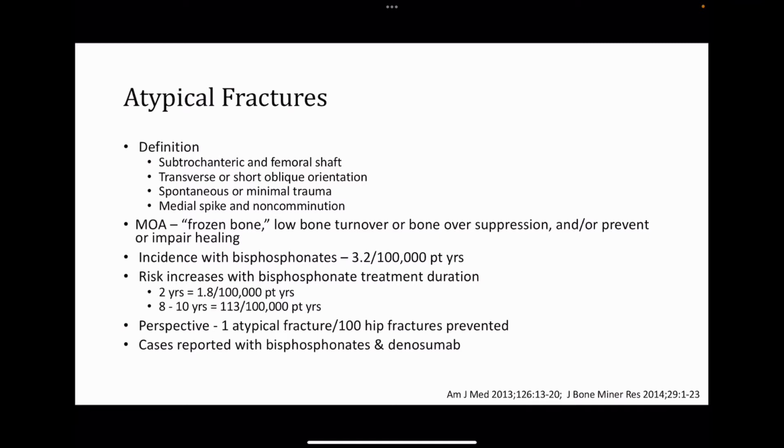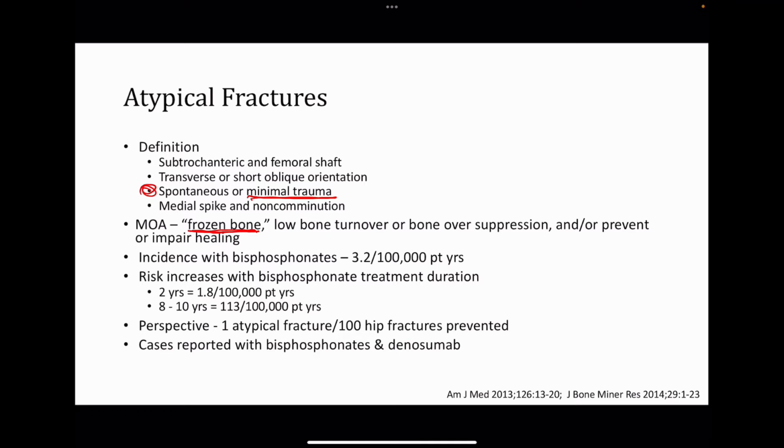Atypical fractures are another thing that can occur in patients that are taking bisphosphonates. What happens basically is a fracture occurs that you don't expect to happen. So for example, here, there's a fracture with minimal trauma, so there's something going on with the bone. What is happening in atypical fractures is that there is this thing called frozen bone, where there's low bone turnover or low remodeling. Remember that there's that cycle where the osteoblasts and osteoclasts are clearing out old or damaged bone and making new and strong bone.